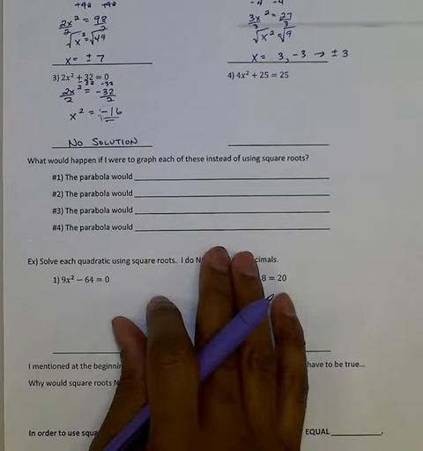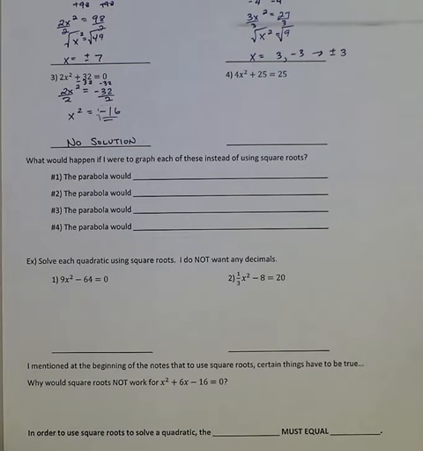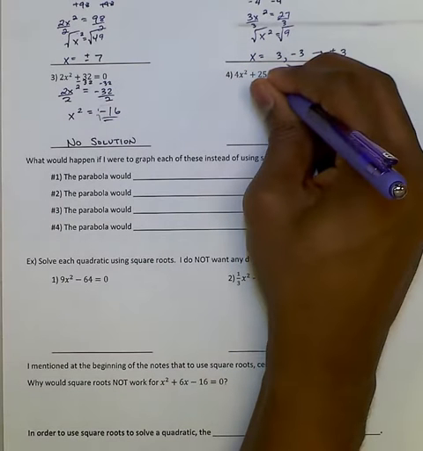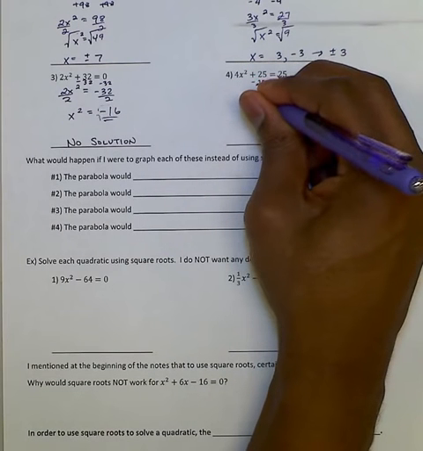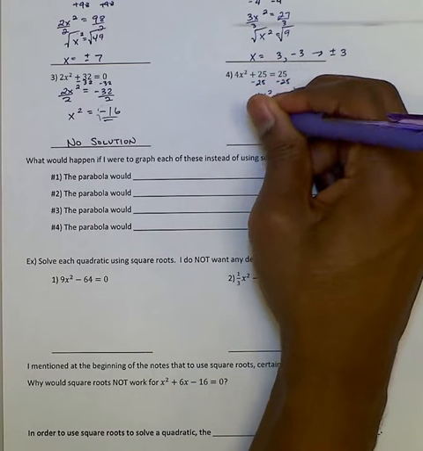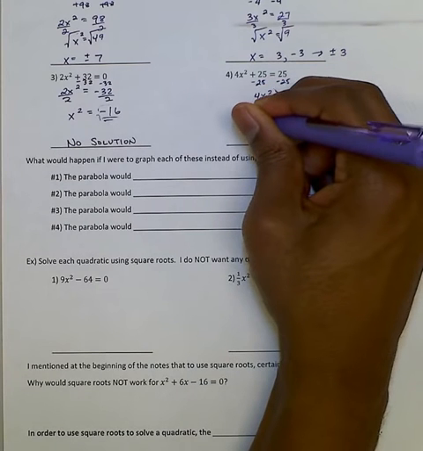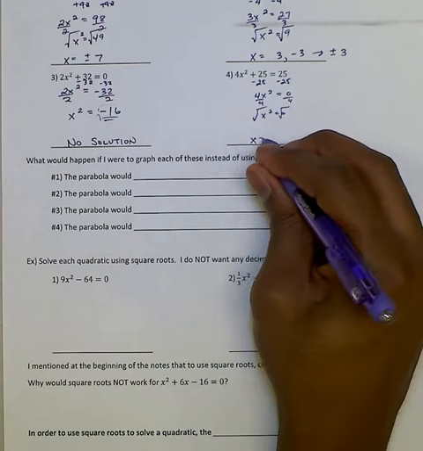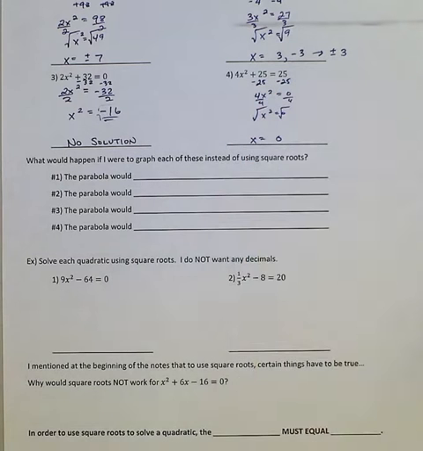All right, then number 4, we have 4x squared plus 25 equals 25. We will subtract 25 from both sides. Get 4x squared equals 0. Divide by 4. x squared equals 0. Take the square root. And the square root of 0 is 0. Please do not write plus or minus 0. 0 is neither positive nor negative. 0 is the only solution.